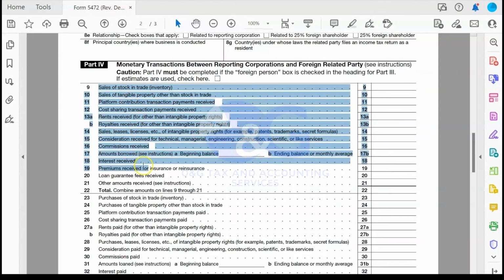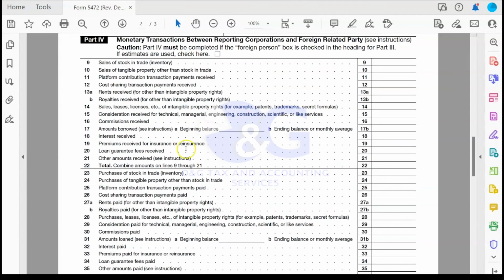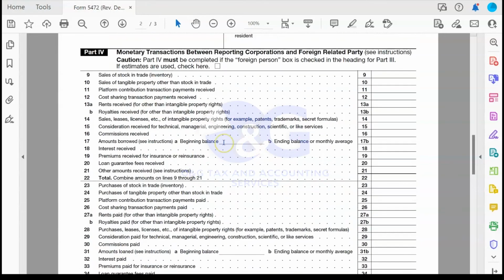All of these items affect U.S. corporation income, taxable income. So whenever you have a U.S. corporation that is sending money outside of the U.S., the IRS needs to have more information on it as to why money is going outside and why the U.S. taxable base is being reduced.